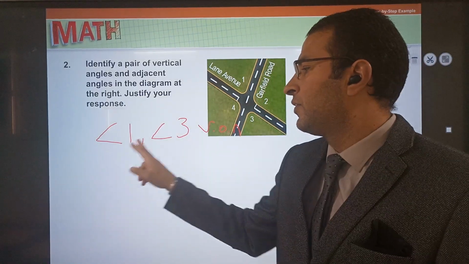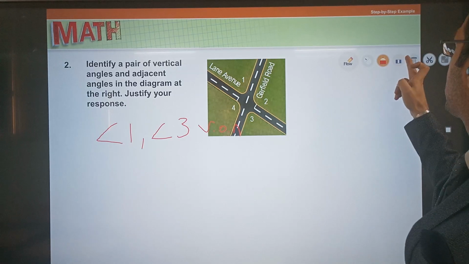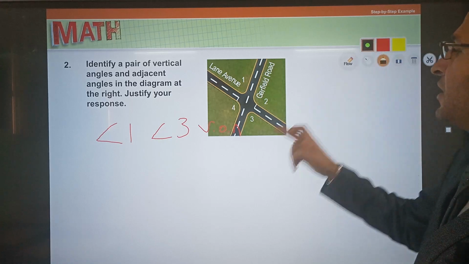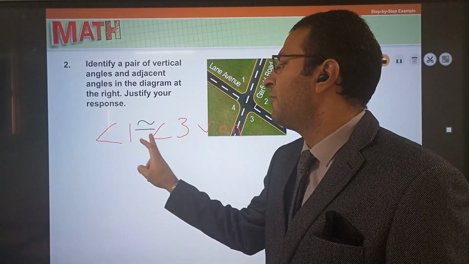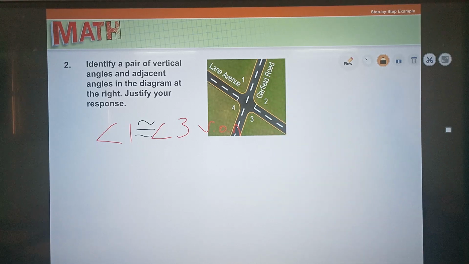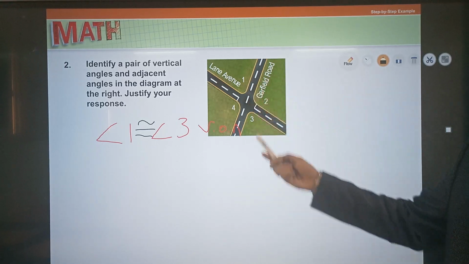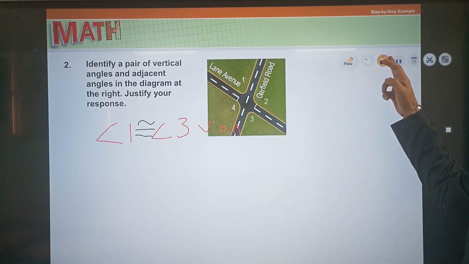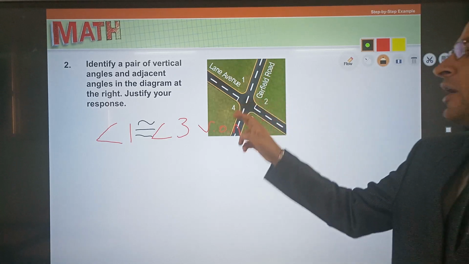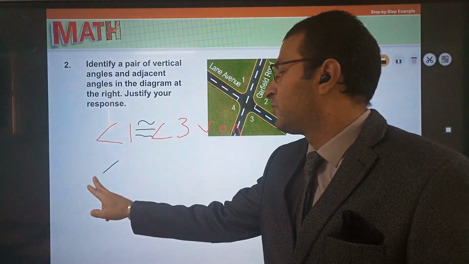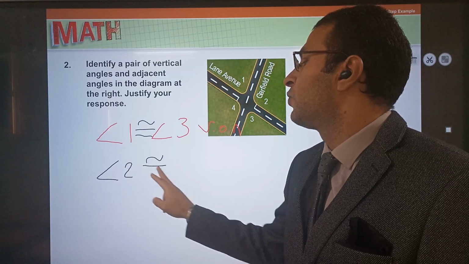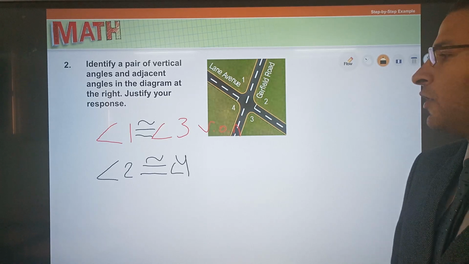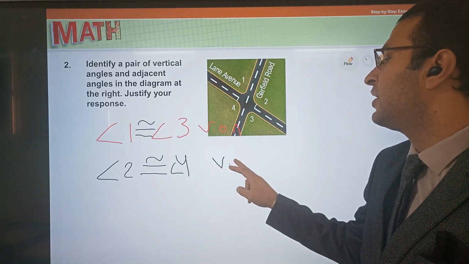So I have angle 1, and I will put this sign, look with me. I will remove the comma and put the congruent sign here. So angle 1 and angle 3 are equal in measure, so they will be congruent. The other 2 angles here will be angle 2 and angle 4. Angle 2 will be congruent with angle 4. Why are angle 2 and angle 4 congruent? They are congruent because they are vertically opposite angles.